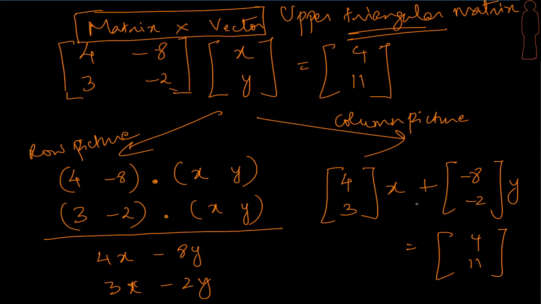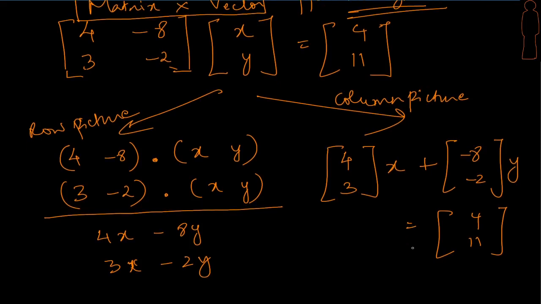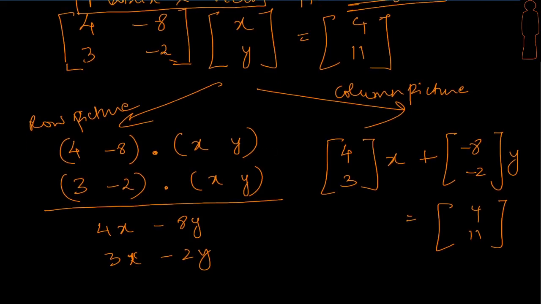We are talking about the linear combination operation here, and the question asked for solving this is nothing but what are the constants or what are the scalars that x and y must take so that the linear combination of the vectors 4, 3 and minus 8, minus 2 leads me to 4, 11, right? Since the meaning of the equation changes here, we are looking at the column view here, we call this the column picture, right?